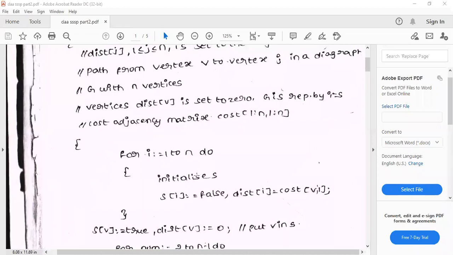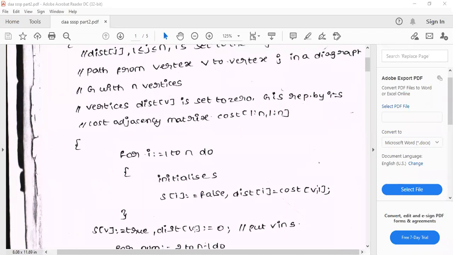Next for i equal to 2, same for loop. Here the first for loop, for i equal to 1 to n, initializes S1 equal to false. S1 equal to false, S2 equal to false, S3 equal to false, S4 equal to false, S5 equal to false, S6 equal to false, which means no vertex is in the shortest path.